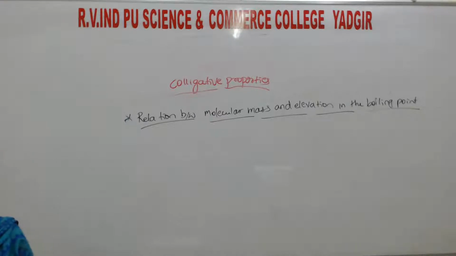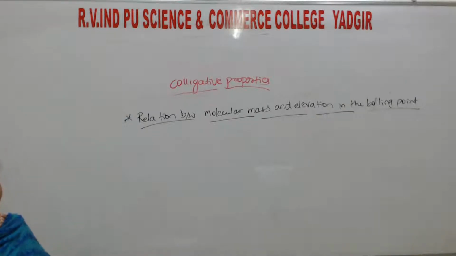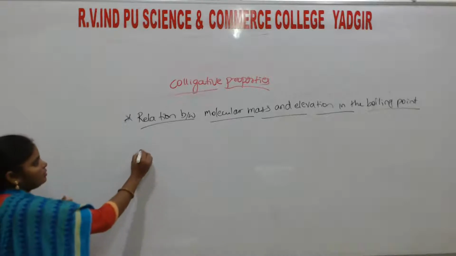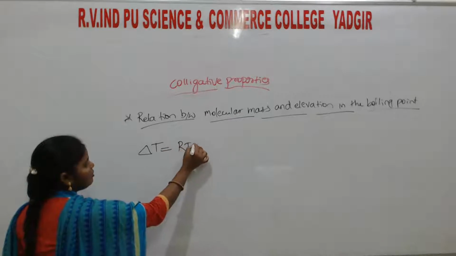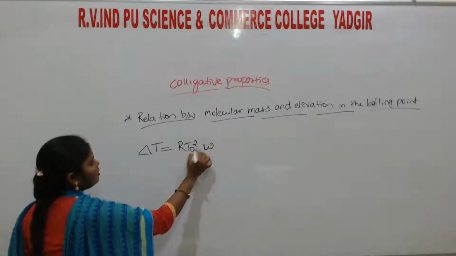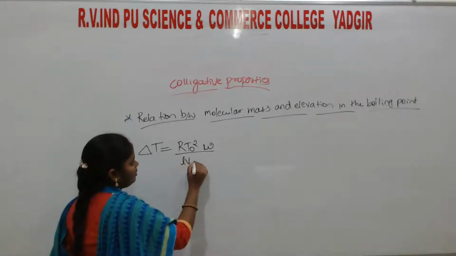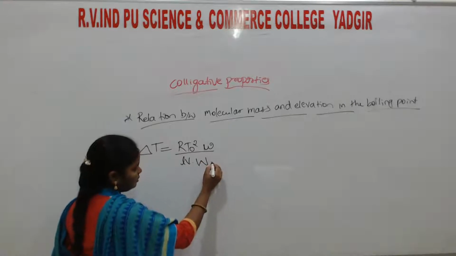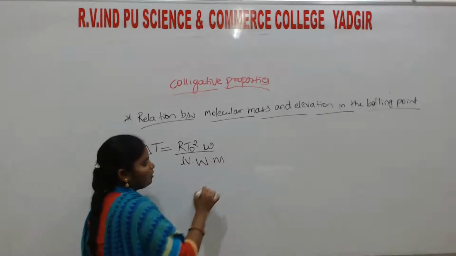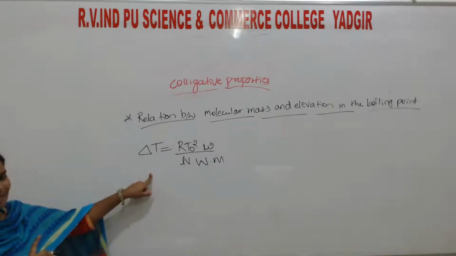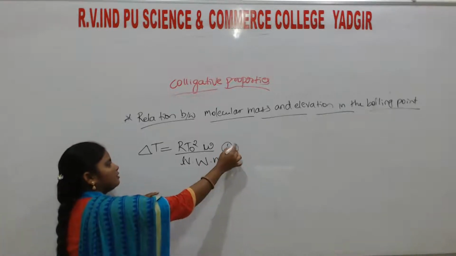or non-electrolytic solute. Here, consider the equation: delta T is equal to R T naught square small w divided by L V capital W, into the molecular mass. This equation was derived earlier, and its number is 8.